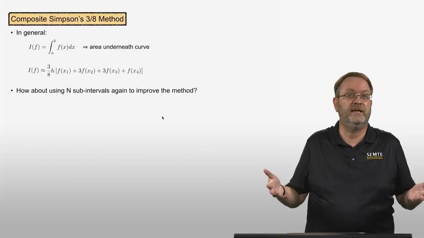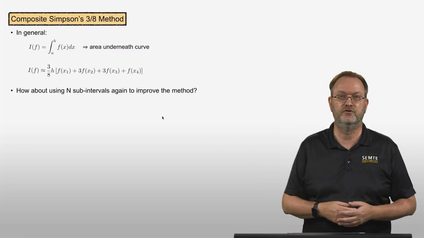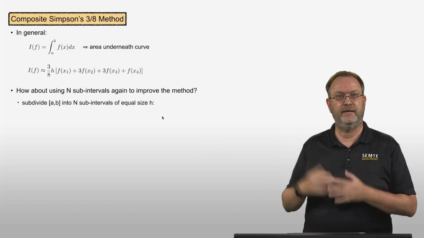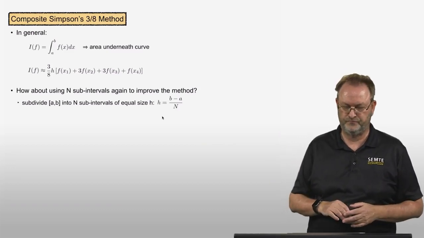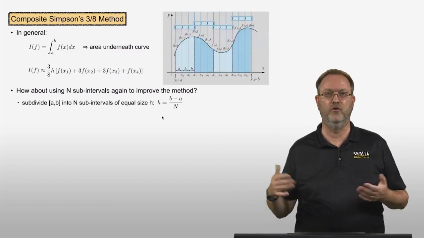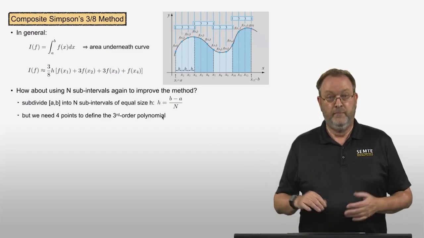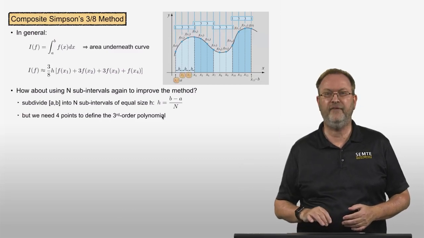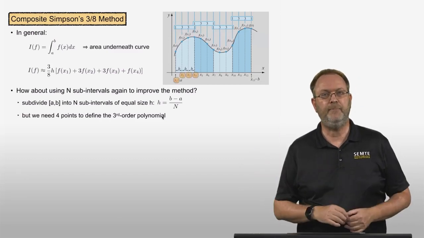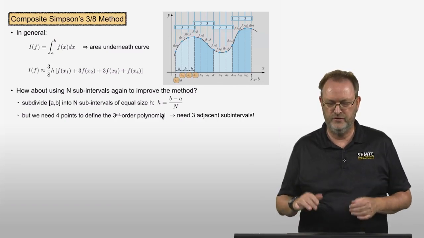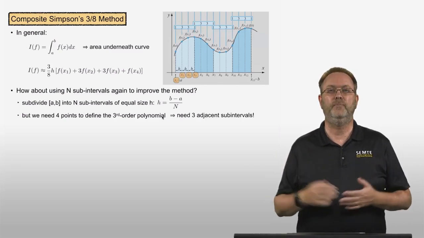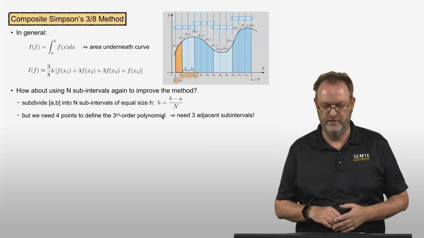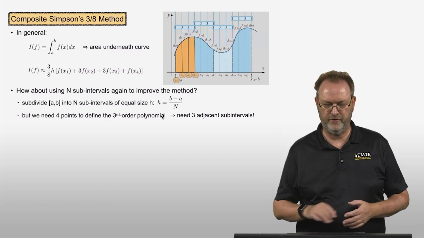Now, how about using again n subintervals to improve the method? So we're going to subdivide a to b into n subintervals of equal size h, which makes the size b minus a over n again. But we need 4 points to define the third order polynomial, which means we have to add additional subintervals to our integration to get to those 4 points, which means we have to always integrate over 3 adjacent subintervals. Okay, so that would be those 3 for the first part.